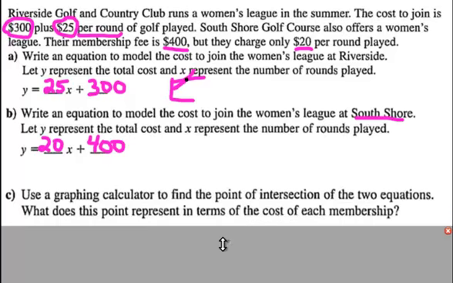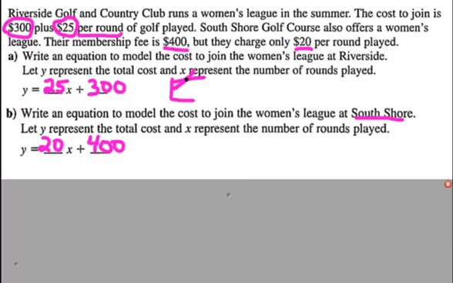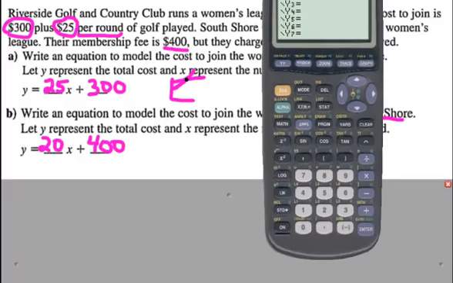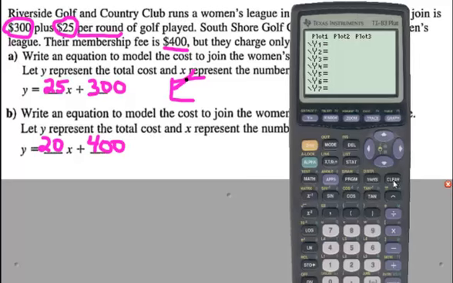Using a graphing calculator. Okay, this is where I'm going to bring in the graphing calculator. Ta-da, there it is. Let's turn it on. Okay, so if you're looking at the graphing calculator, you still have it right here. Just hit y equals, and then you're going to start off by typing in these two equations. The first one's 25x plus 300, and the next equation is 20x plus 400.